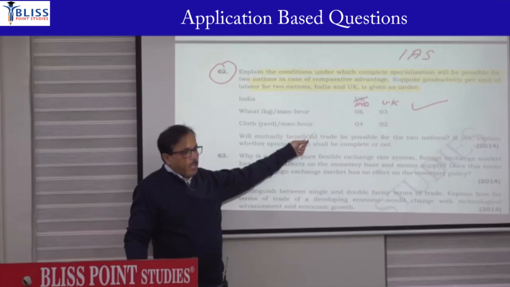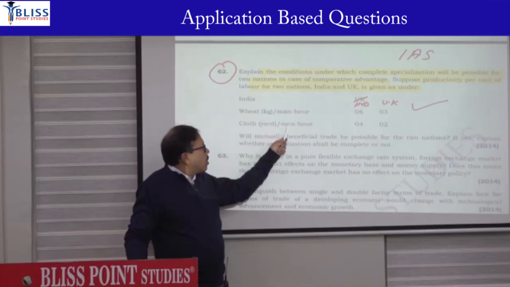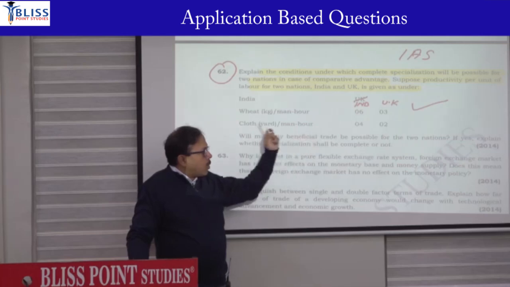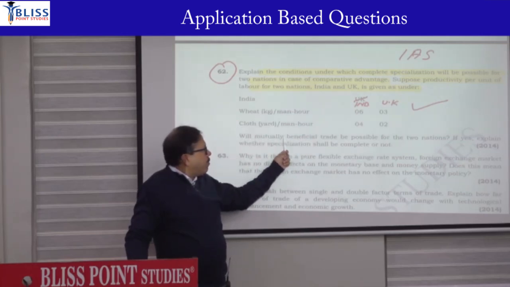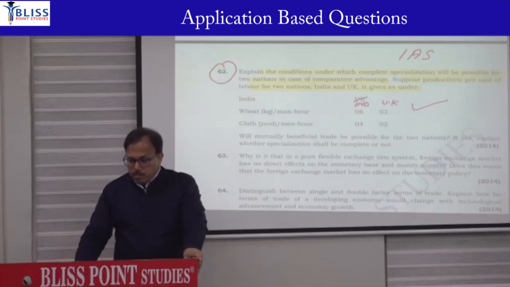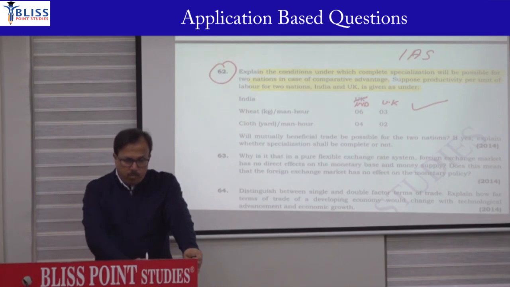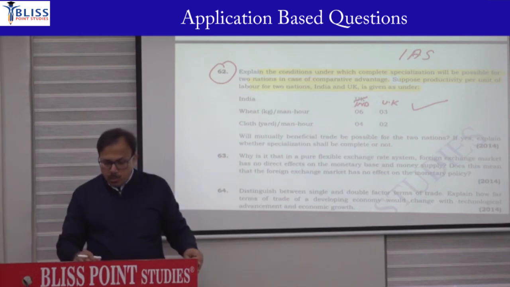जस्ट ब्रीफली आप ये इंफॉर्मेशन कॉपी कर लो. Wheat per hour और cloth in terms of per man hour. इंडिया में 6 और 4 है, यूके में 3 और 2 है. और क्वेश्चन कह रहा है will mutually beneficial trade be possible between two nations? If yes, explain whether the specialization shall be complete or not. Easy है, क्वेश्चन में डिफिकल्टी नहीं है.